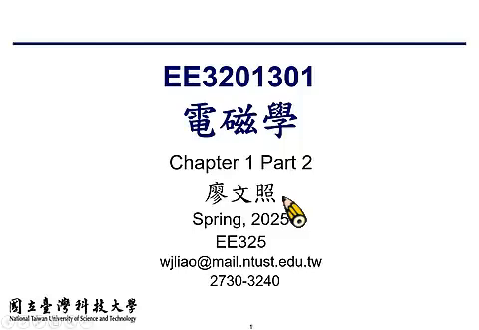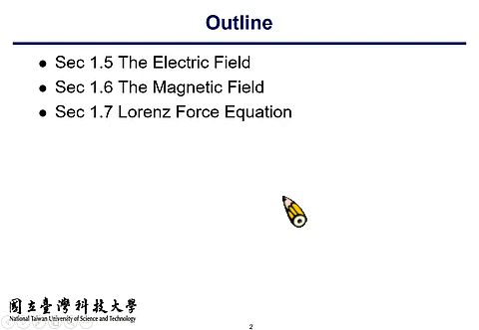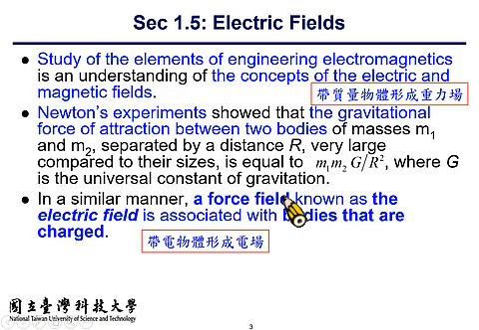Okay, let's continue our discussion about electromagnetics. Here are sections 1.5, 1.6, and 1.7. We will talk about the electric field and the associated electric force, and next the magnetic field and magnetic force. The two forces, electric and magnetic, combined are the so-called Lorentz force, which has great influence on our daily life, as we will see in a couple of examples.